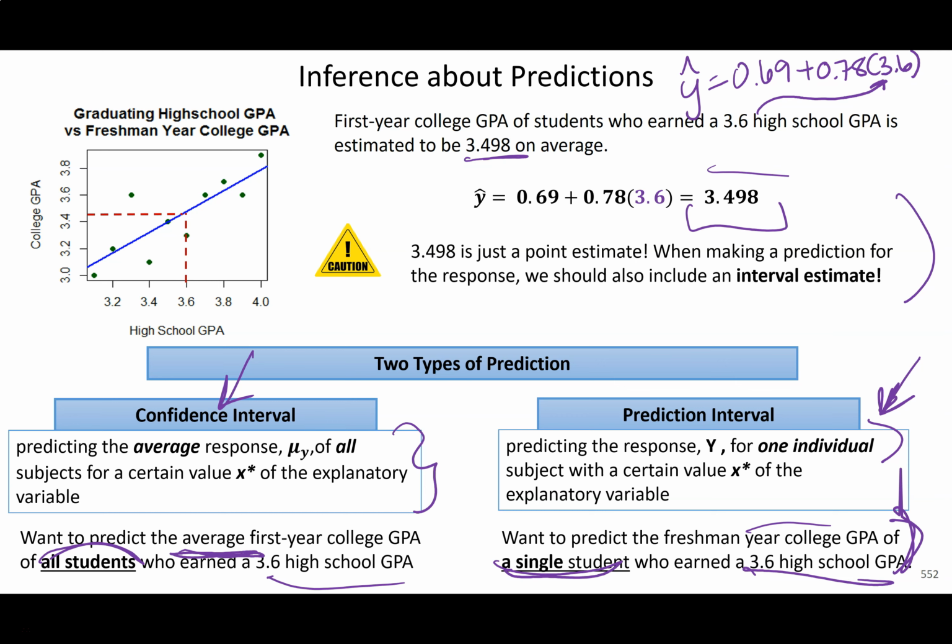Student to student is going to vary a lot more than what we think the average of everybody varies. So if we took the average of everybody's college GPA that had a 3.6, that's going to be a much more precise estimate than if we wanted to estimate just one person who had a 3.6.